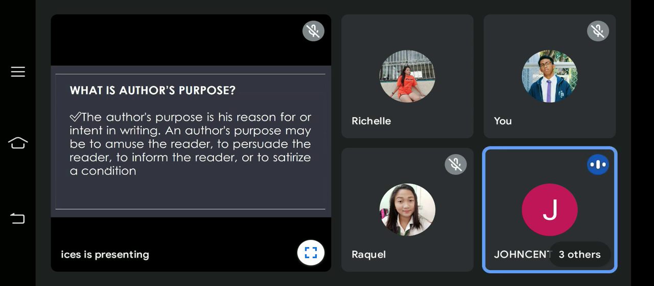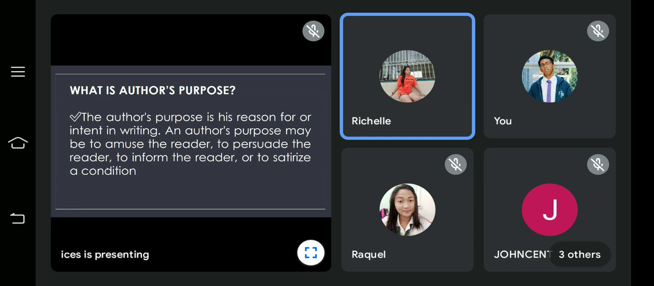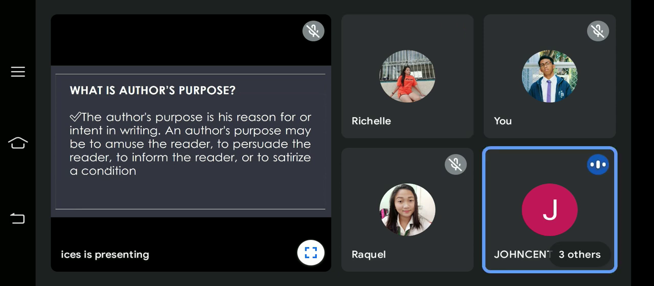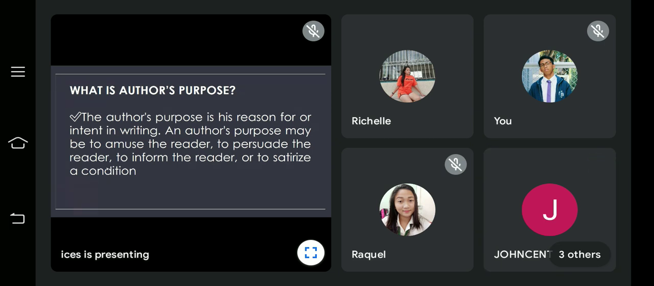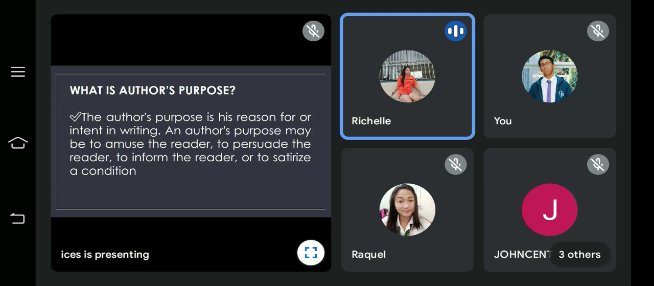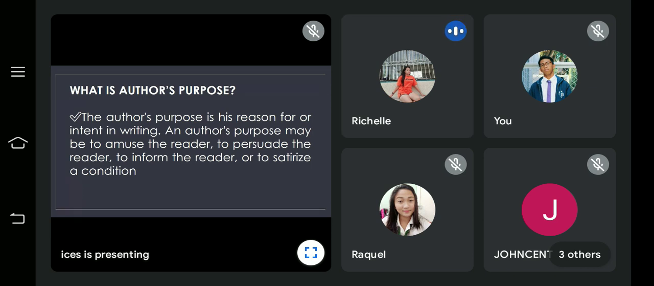Ma'am, may I? Yes, Mr. Detailo. Again, I think the author's purpose is about the goal or the reason why the author writes the piece. Okay, very good. So the author's purpose, again, is what the author meant or wants to achieve in writing his or her literary piece. Very good. Now that we understand and can determine the author's tone, mood, purpose, and technique, we have an activity.